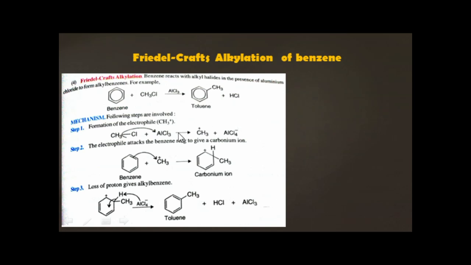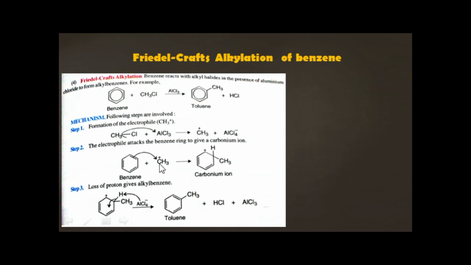When we look into the mechanism for this reaction, in step 1, the electrophile is generated from the attacking reagent and the catalyst. So this is the attacking reagent, CH3Cl. From this methyl chloride, CH3 plus, this is the electrophile, an electron loving species, that should be positive in nature. So this is the electrophile generated in the first step.